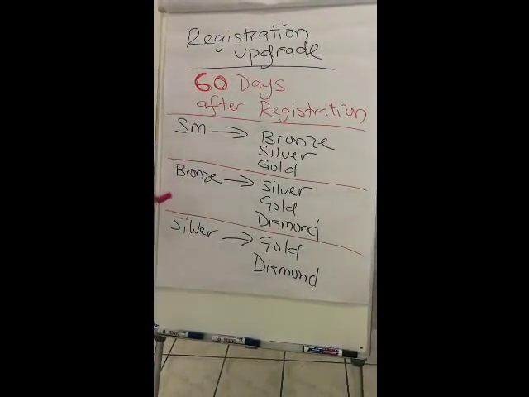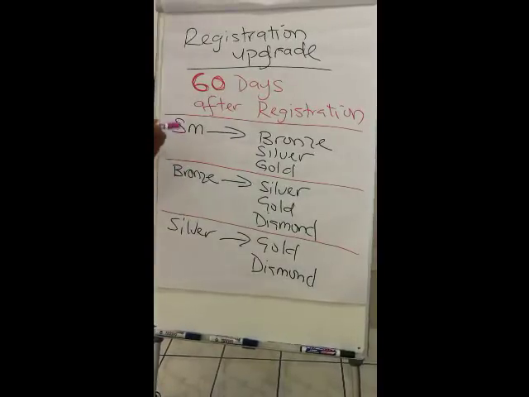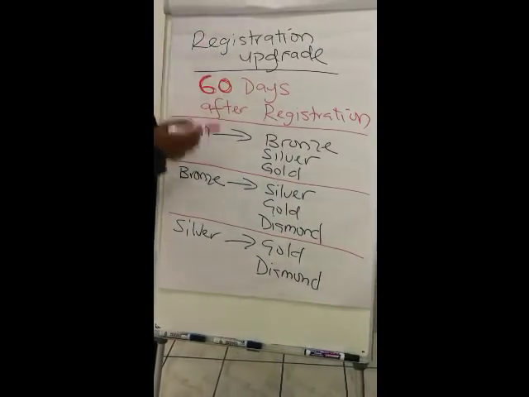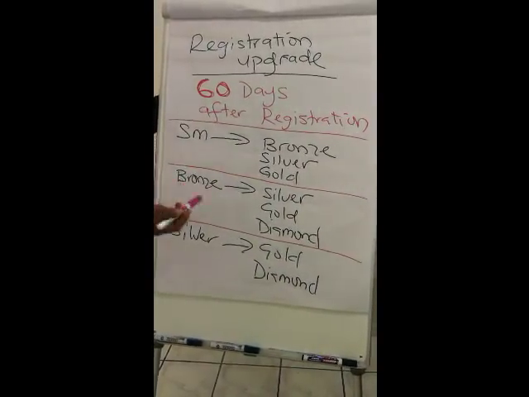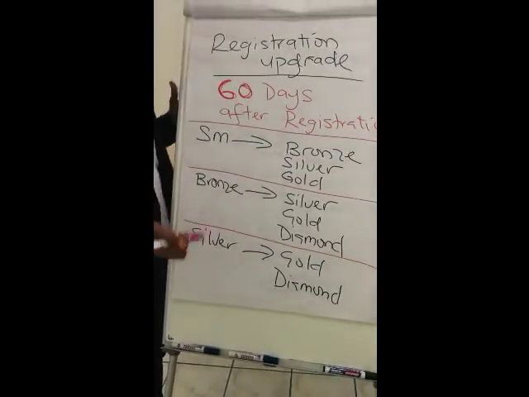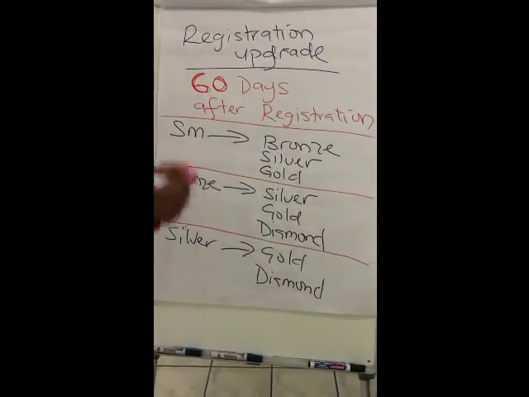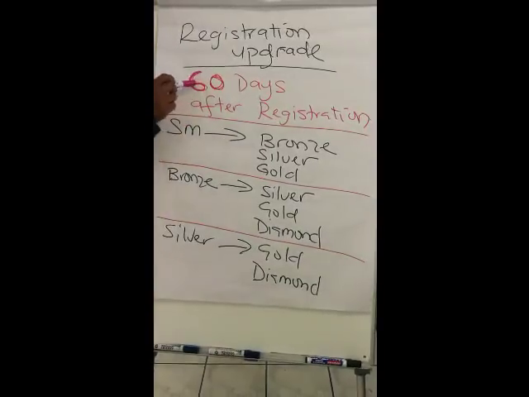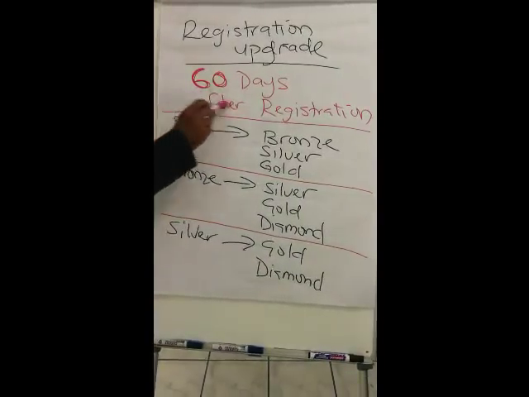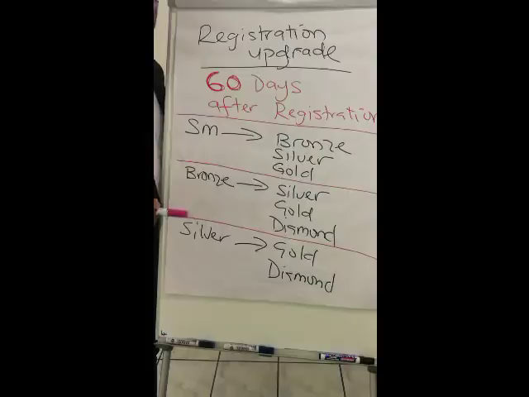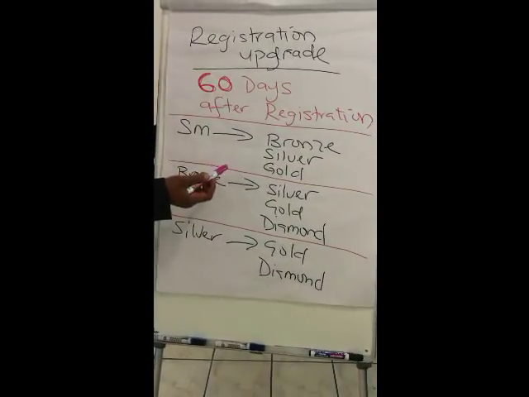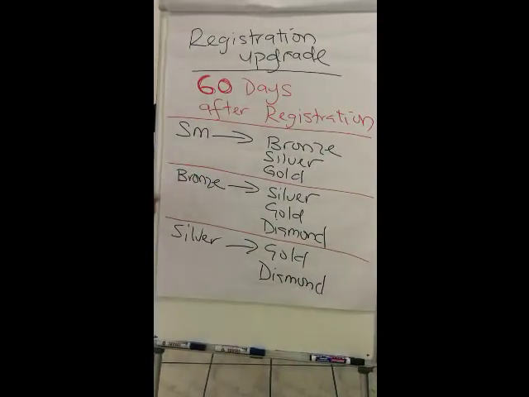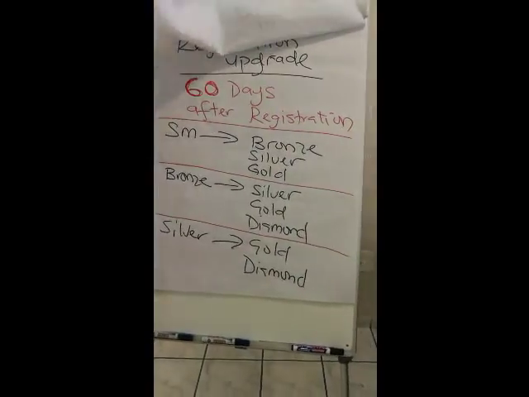Now, it's worthy of note, which is very important, that you can register at any of the levels: senior member, bronze, silver, gold, and diamond. However, there's a 60-day window for upgrade. So after you register, you can upgrade within 60 days. And if I go back to this slide now, I'll show you something.